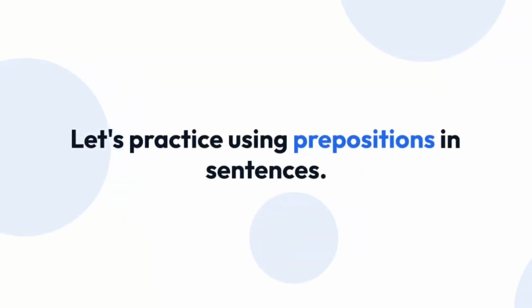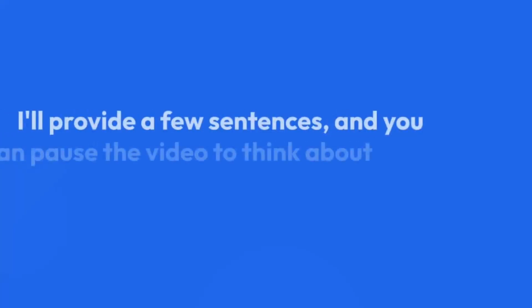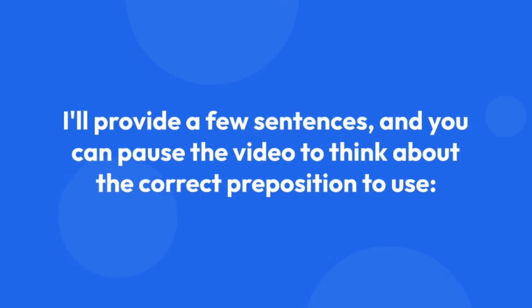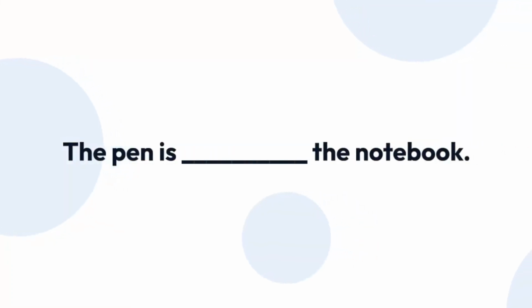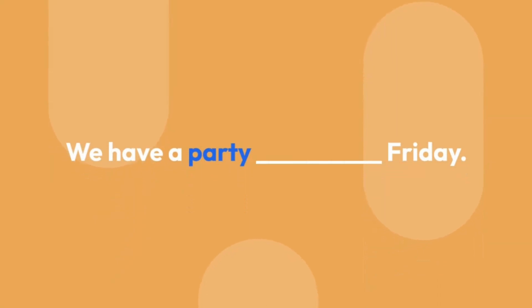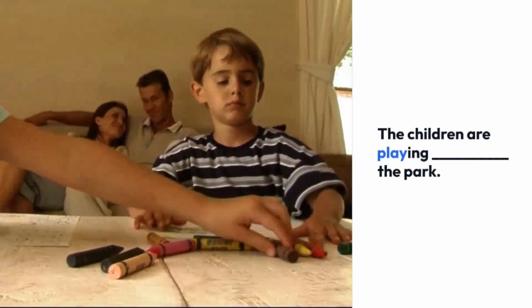Let's practice using prepositions in sentences. I'll provide a few sentences and you can pause the video to think about the correct preposition to use. The cat is the roof. The pen is the notebook. We have a party, Friday. The children are playing, the park.